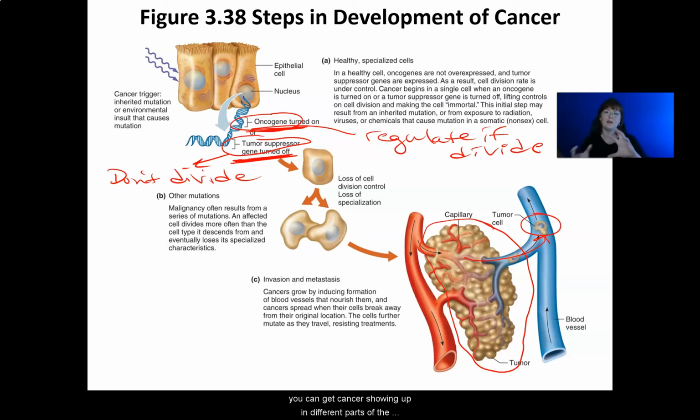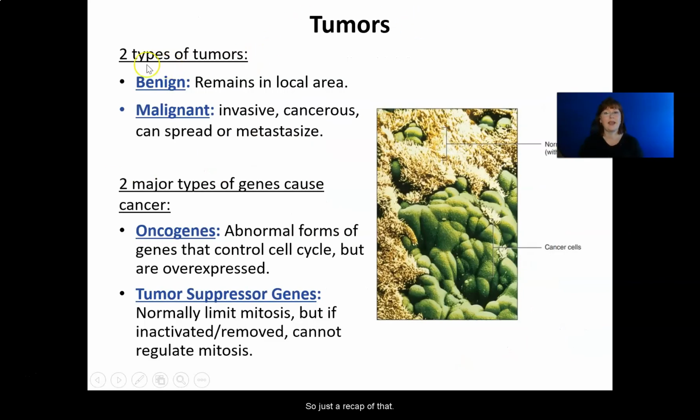You can get cancer showing up in different parts of the body because they carry those mutations in their DNA with them when they travel through the blood supply. So just a recap of that, we have different types of tumors. If they stay localized, they're benign. If they move somewhere else, now they're cancerous, and we say that they're malignant or they have metastasized.